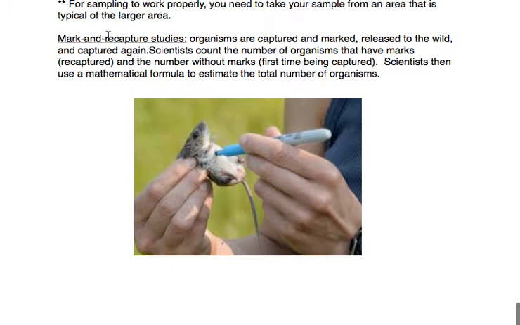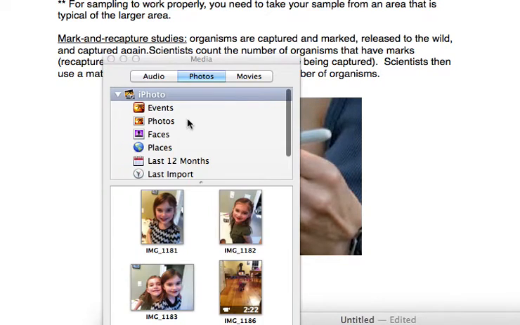Now, mark and recapture studies are not going to work for organisms that are stationary. So you can't do a mark and recapture study for things like trees or plants or fungus because they don't move. So if you mark them, and try to recapture them, well, they're not going to go anywhere in the first place. So that's really only for organisms that move around and can be big enough to be marked as well. That's another thing that has to be considered.